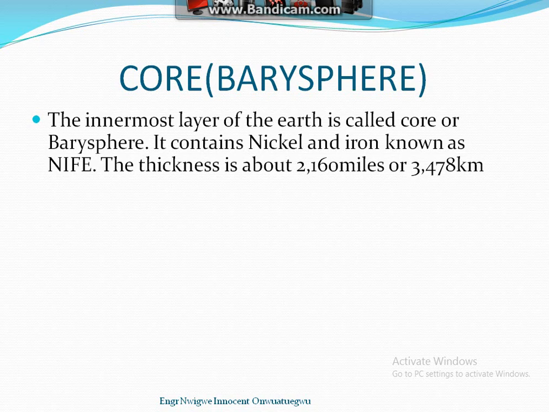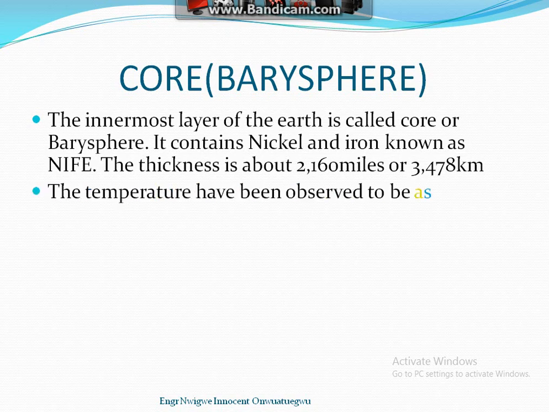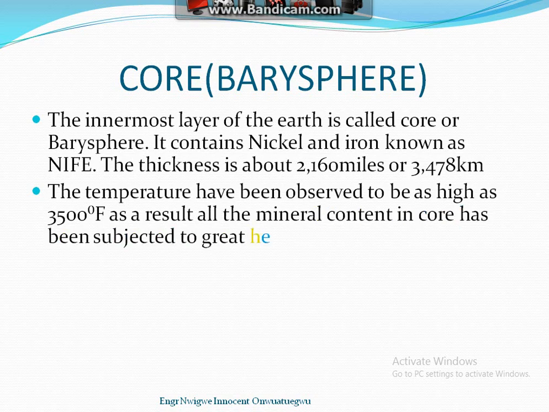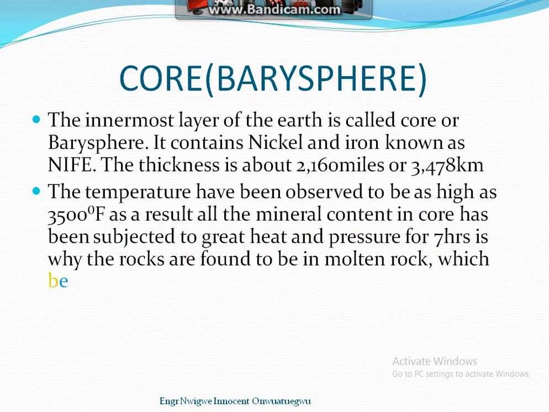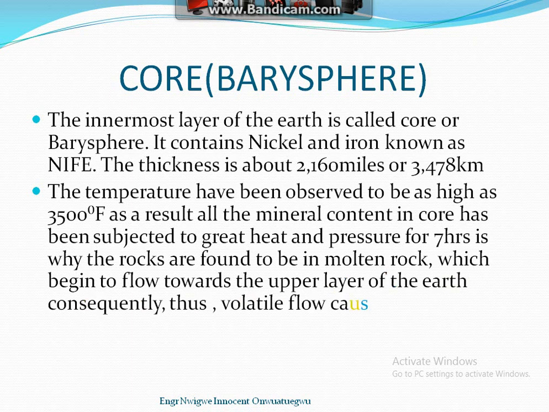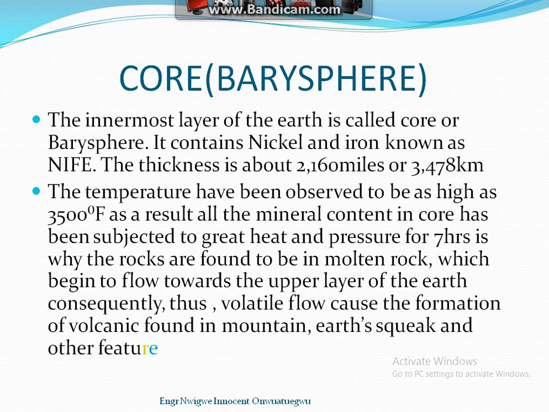The thickness is about 2,160 miles or 3,478 kilometers. The temperature has been observed to be as high as 3,500 Fahrenheit. As a result, all the mineral content in the core has been subjected to great heat and pressure. It's why the rock is found to be molten rock, which begins to flow towards the upper layer of the earth. Consequently, this volcanic flow causes the formation of volcanoes, mountains, earthquakes, and other features.